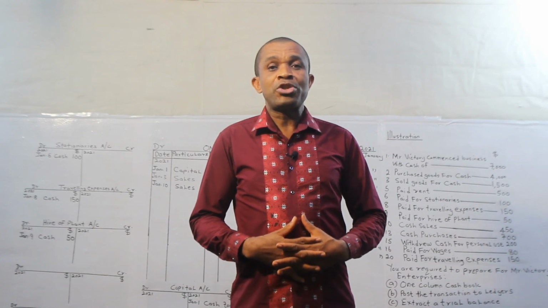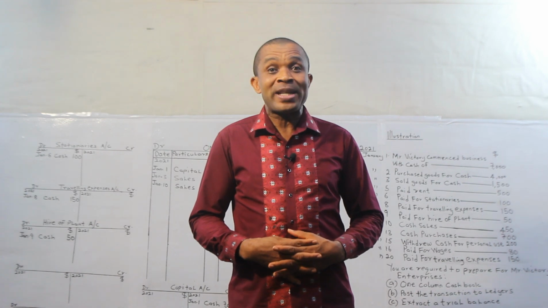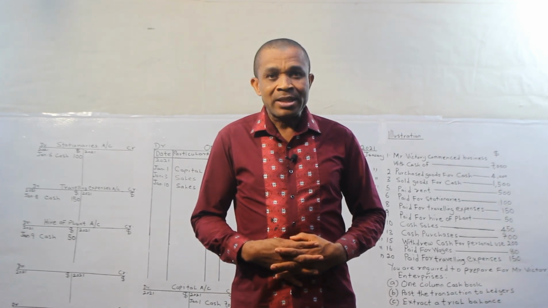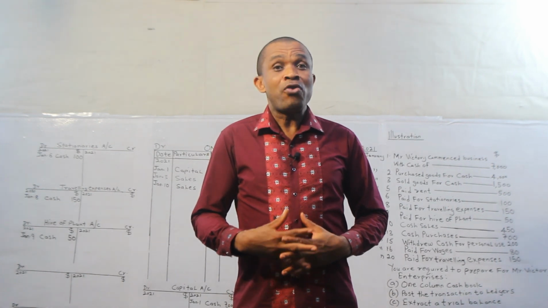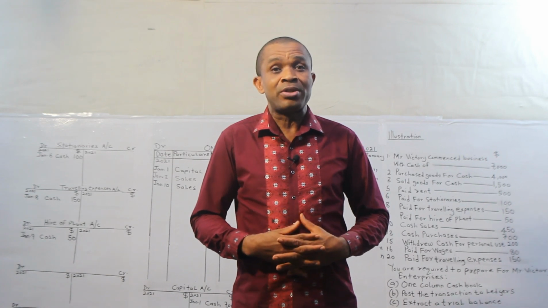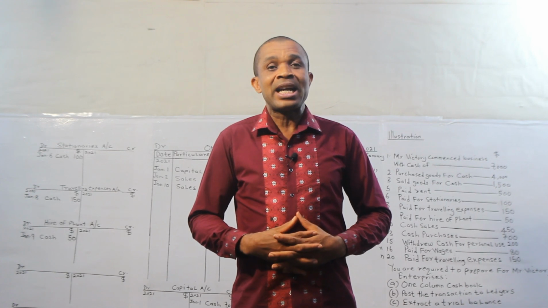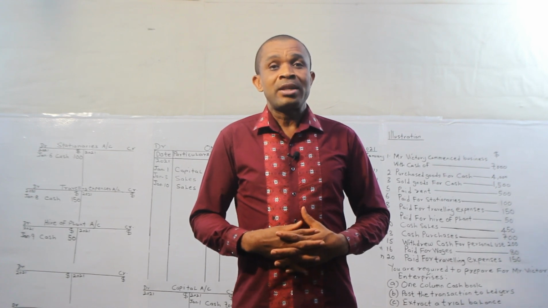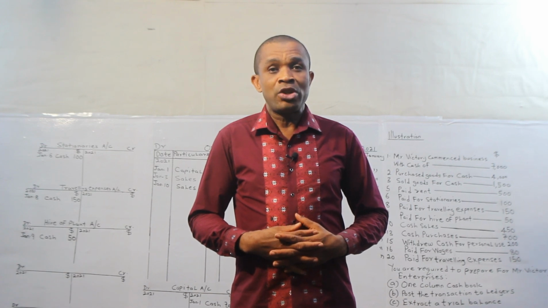Therefore, we open the drawings account representing the owner of the business' ability to collect cash for personal use and debit it. And we credit the cash account or the cashier for giving out such cash to the owner of the business. So in this transaction, debit drawings account with $200 and credit the cash account with $200, representing the amount given to the owner of the business for personal use.